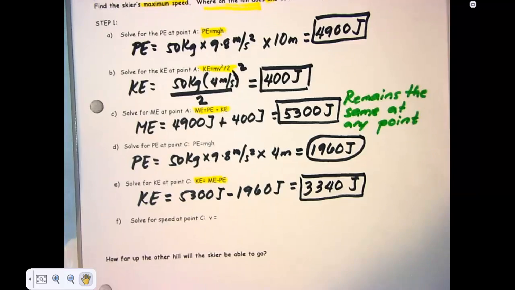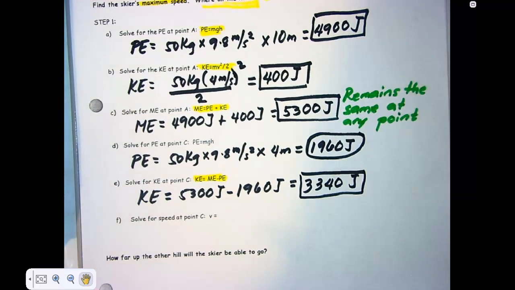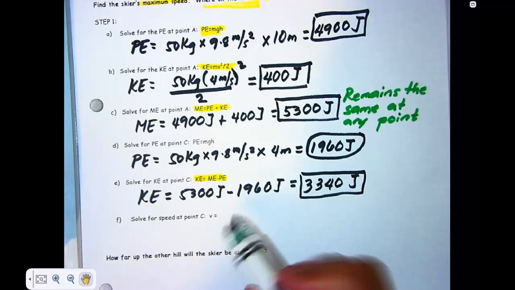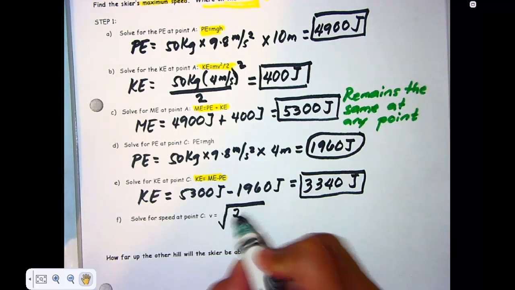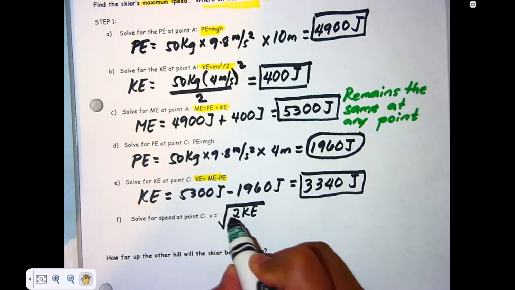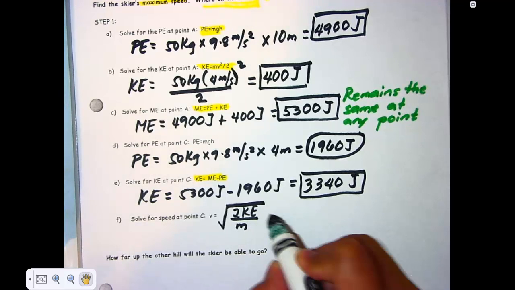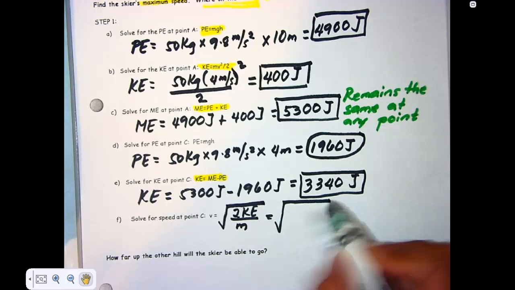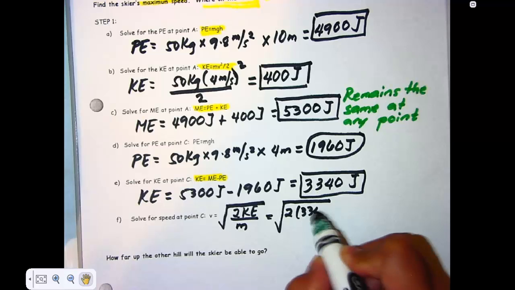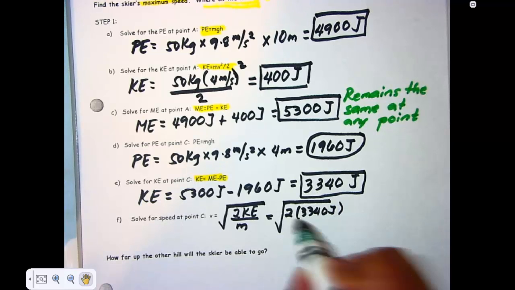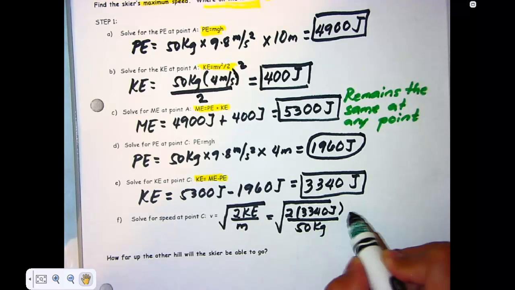Alright, now that we know the kinetic energy at point C, we can go ahead and solve for the speed at that point. The equation is square root of 2 times KE divided by the mass. So we will put the numbers for that. That would be 2 times 3340 joules kinetic energy divided by the mass of 50 kilograms.